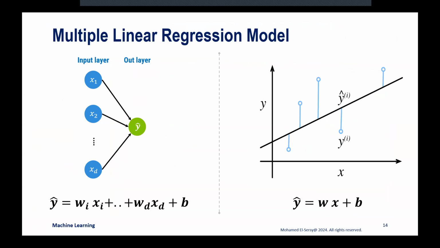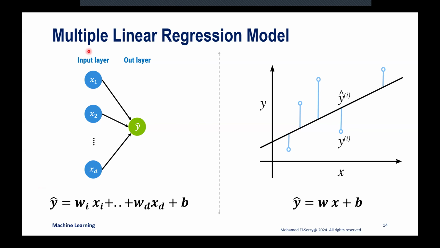So let's explain how the multiple linear regression model works. In this example, we have used the multiple linear regression model to predict our data. Simply, the multiple linear regression model is considered a simple neural network, as Engineer Hisham explained in detail how the artificial neural network works.